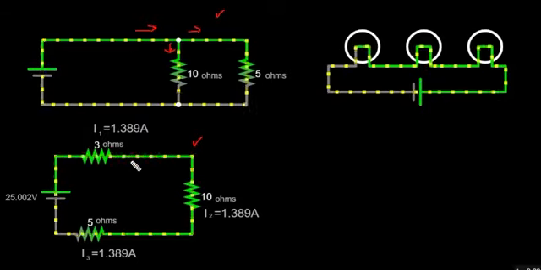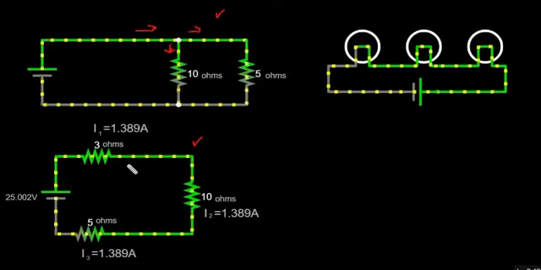Another property is that the same current flows across each of the resistors. Looking at this circuit, the current from the source, which is 1.389 amperes, is the same current that will flow through any of the resistors in the circuit. That's because the current doesn't get separated by any junction.